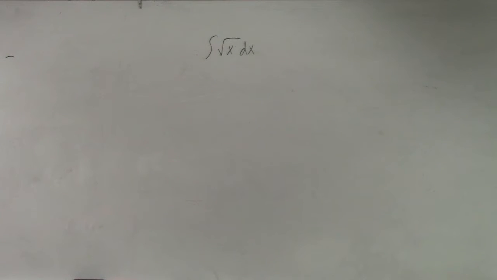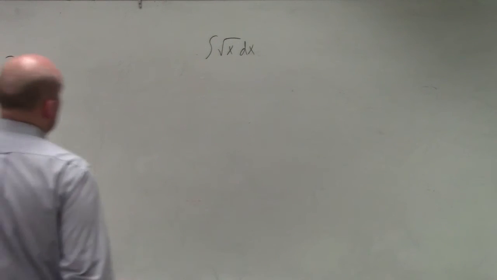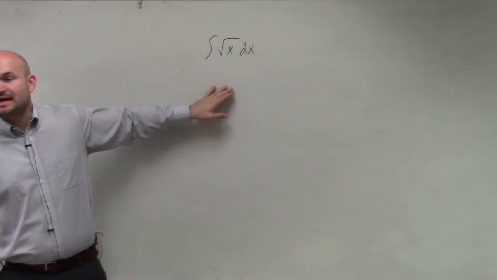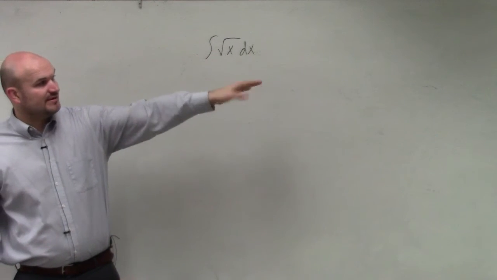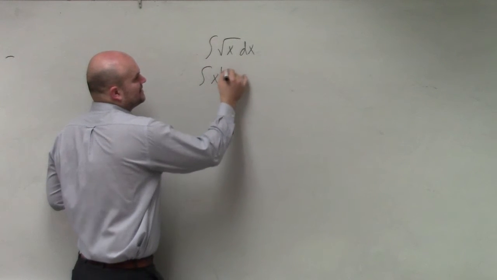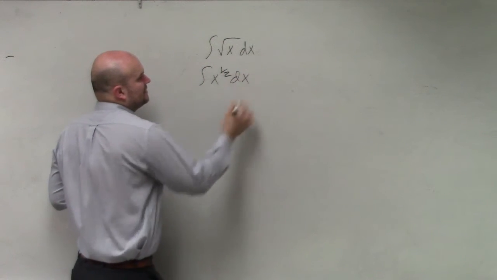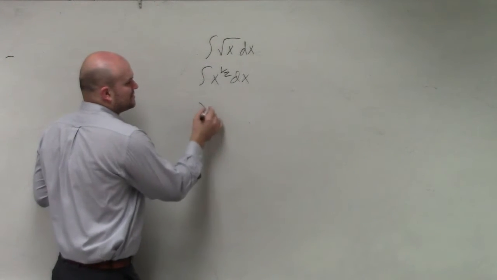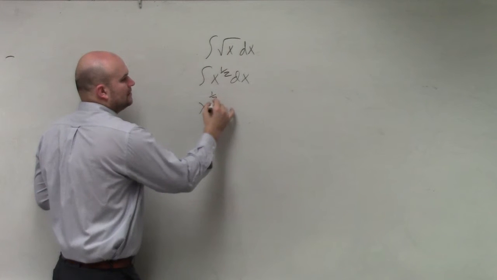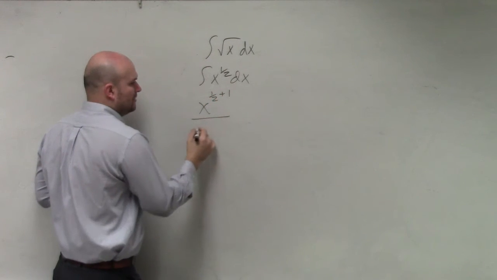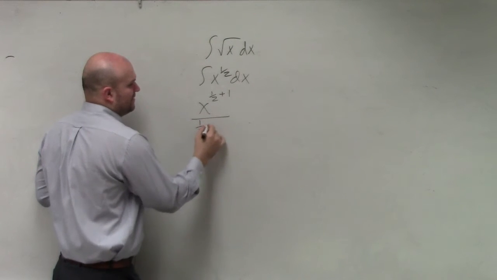So in this example, ladies and gentlemen, as I mentioned, to find the antiderivative of this, we need to re-represent this using the power rule. So I'm going to re-represent this as x to the 1/2 dx. And now, to integrate, I'm just going to add 1 and add 1 over, and then do the same thing, 1/2 plus 1.